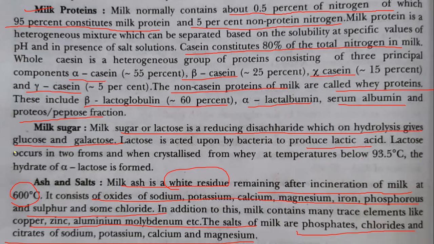So there is alpha casein, beta casein, gamma casein, and delta casein. Out of which alpha casein contains 55%, beta 25%, gamma 15%, and delta 5%. Okay, and the non-casein proteins of the milk are called whey protein. It includes beta lactoglobulin and alpha lactoglobulin, then serum albumin and peptose fractions.